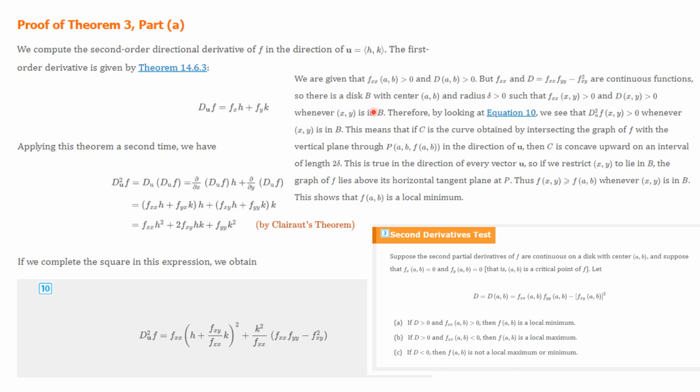But they're continuous functions, so that means there's a disk where they're also greater than 0. So that means that the second partial is greater than 0 whenever we're in that disk. That means if C is a curve obtained by intersecting the graph of f with a vertical plane through (a,b) and f(a,b) in the direction of u, then it's concave upward on this interval, and that's true in any direction that we go. So if we restrict (x,y) to lie in that bounded set, then the graph is above its horizontal tangent line. That means it is a minimum at (a,b).